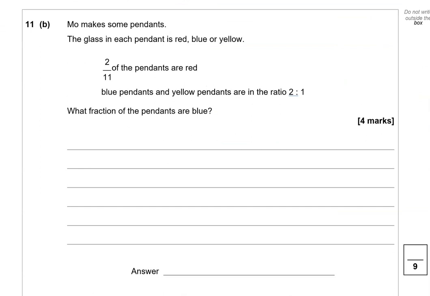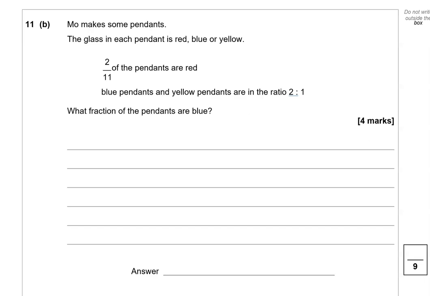Mo makes some pendants. The glass in each pendant is red, blue or yellow. 2/11 of the pendants are red. Blue pendants and yellow pendants are in the ratio 2:1. What fraction of the pendants are blue?